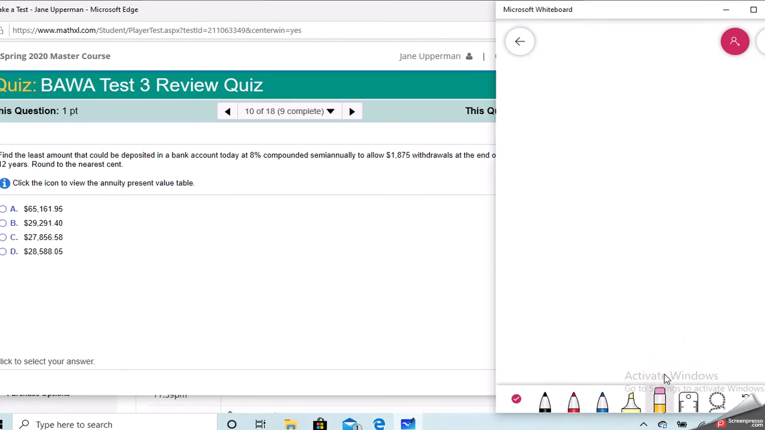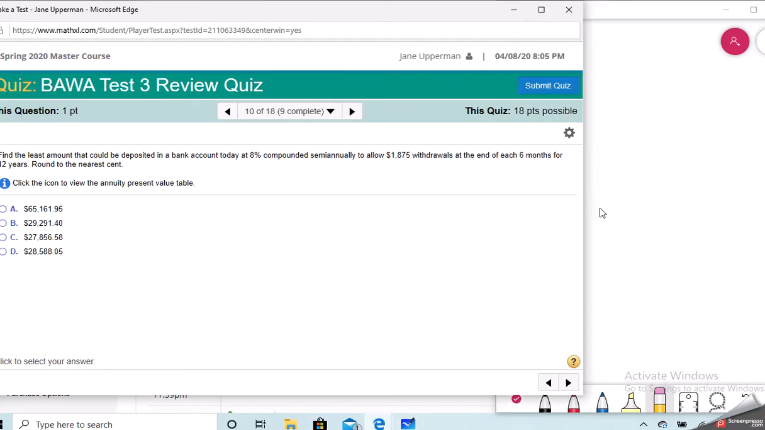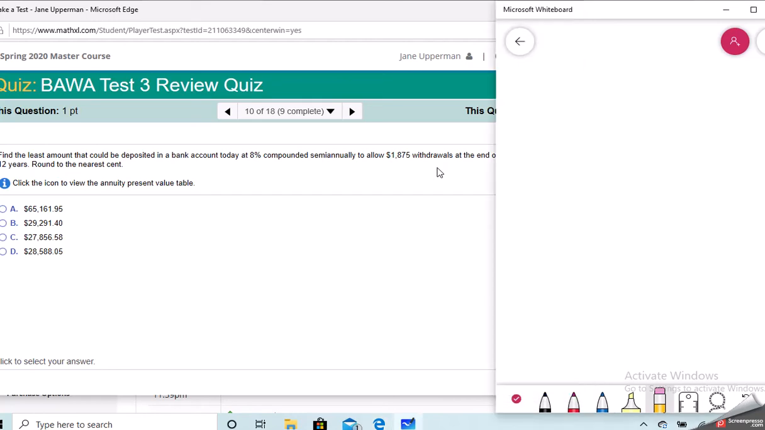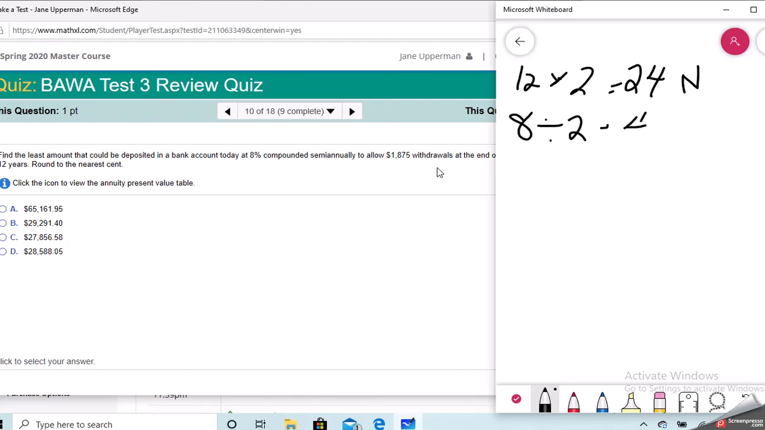Okay, then we have now find the least amount that could be deposited today. So that's your keyword. Least amount deposited today is my present value. Your other keyword is that these are withdrawals. So we've got 8% compounded semi-annually to allow $1,875 in withdrawals at the end of each 6 months for 12 years. So 12 times 2, because it's semi-annual, gives us 24 as our N. 8 divided by 2, again because it's semi-annual, gives us 4 as our IY.